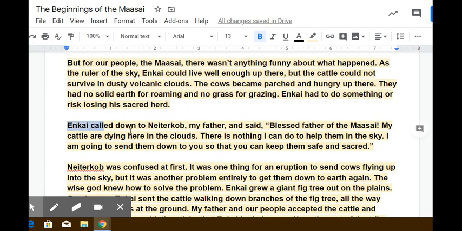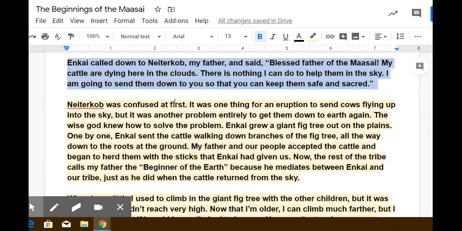Enkai called down to Nitrikab, my father, and said, "Blessed father of the Maasai, my cattle are dying here in the clouds. There's nothing I can do to help them in the sky. I'm going to send them down to you so that you can keep them safe and sacred." Nitrikab was confused at first. It was one thing for a volcanic eruption to send cows flying into the sky, but it was another problem entirely to get them down to earth again.